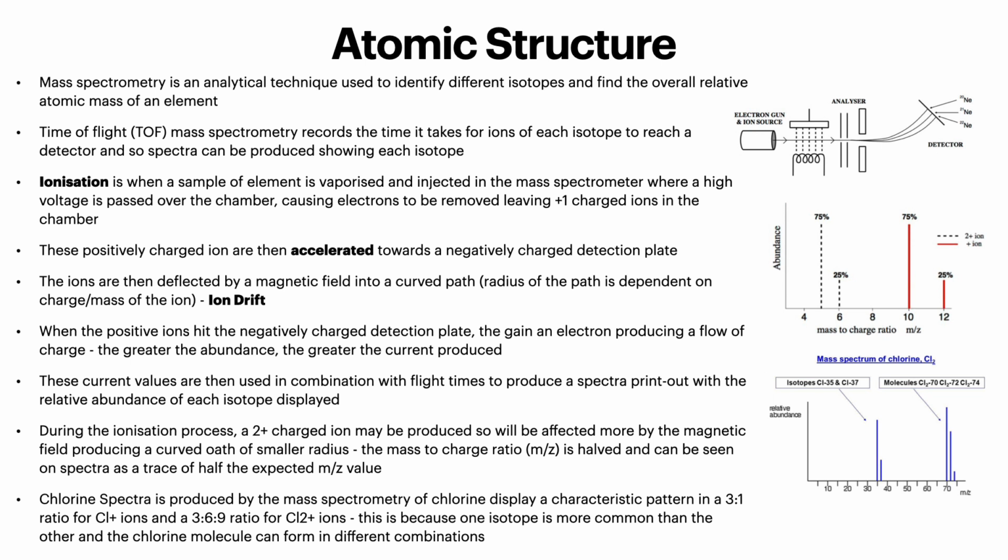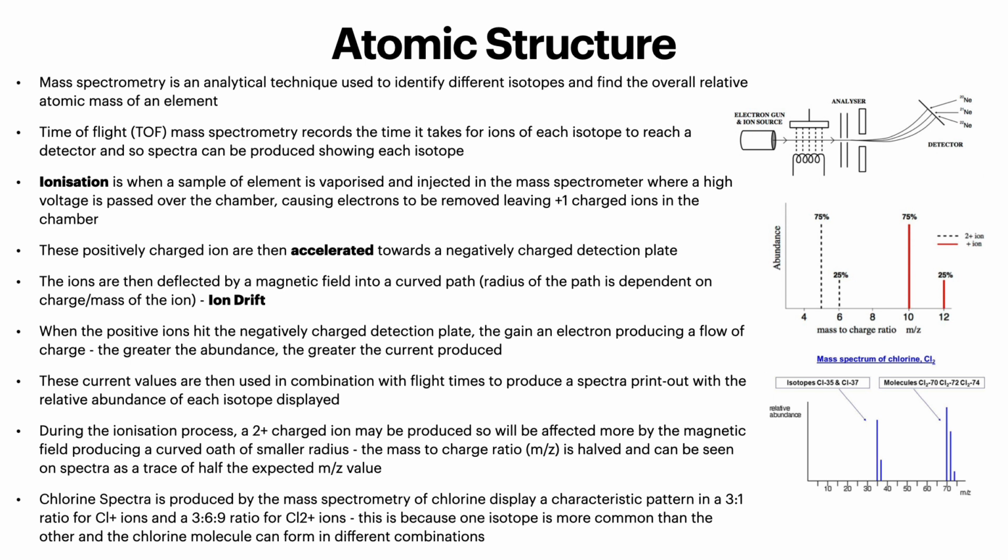These current values are then used in combination with flight times to produce a spectra printout with the relative abundance of each isotope displayed. During the ionization process, a 2+ charged ion may be produced, so it will be affected more by the magnetic field, producing a curved path of smaller radius. Apologies for any spelling mistakes in this as well. The mass to charge ratio, so m/z, is halved and can be seen on spectra as a trace at half the expected m/z value. You can see on the right hand side, the middle graph is an example of how this will look.